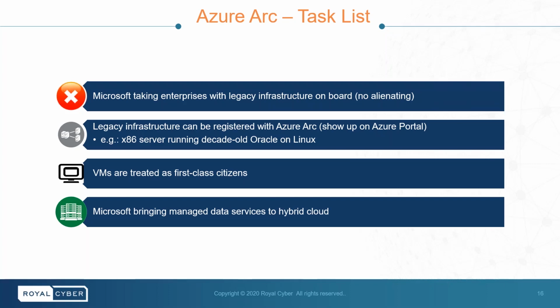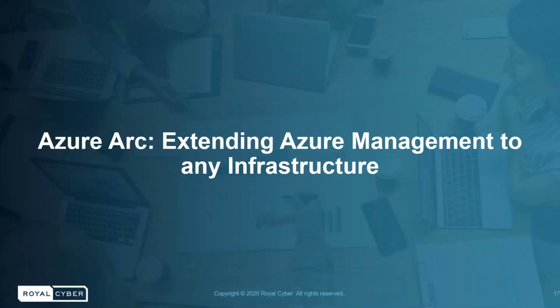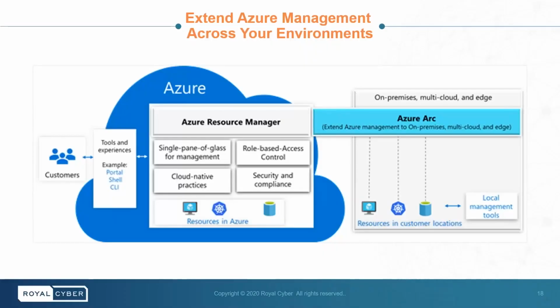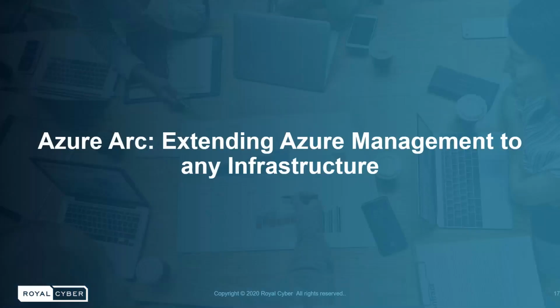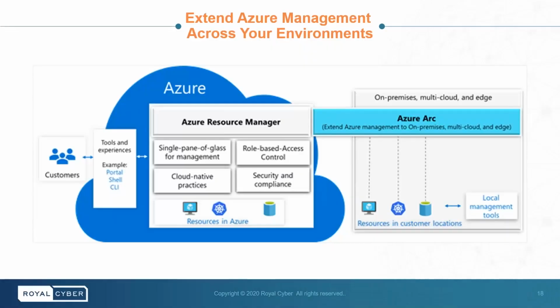And so how is Arc going to extend Azure management to any infrastructure? This is how it looks. Basically, through Azure Resource Manager you will have a single pane of glass for management, and you can do role-based access control. You can apply cloud-native practices. You can provide security and compliance, and through Azure Arc you can manage on-premises, multi-cloud, and edge, across different resources: virtual machines, Kubernetes clusters, or SQL data services. These are the different things that you can do through Azure Arc.